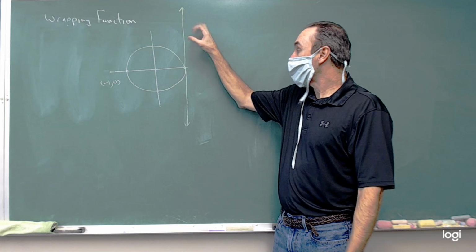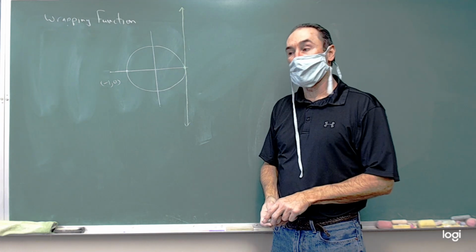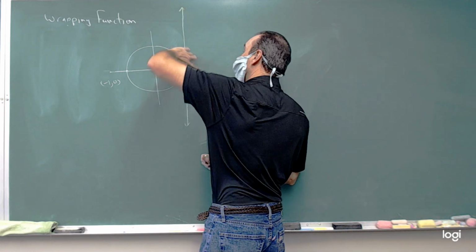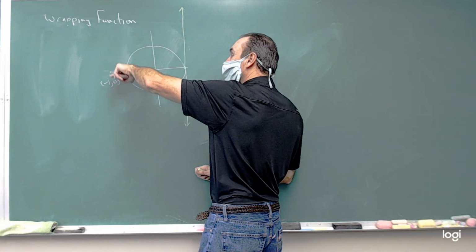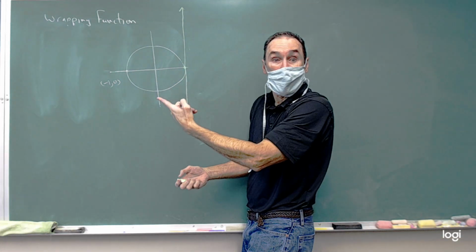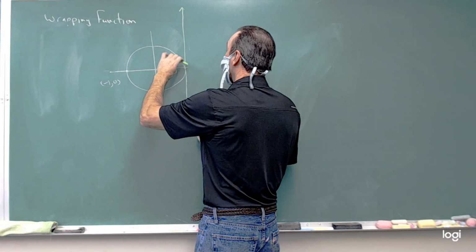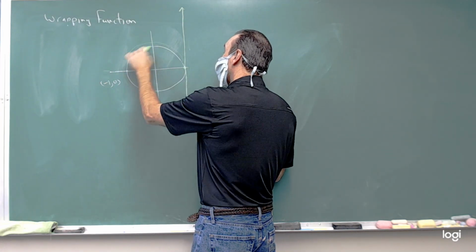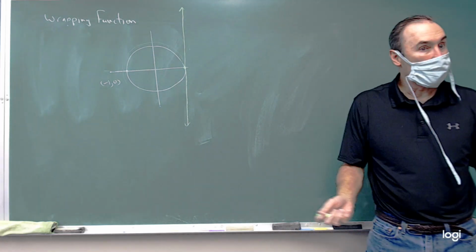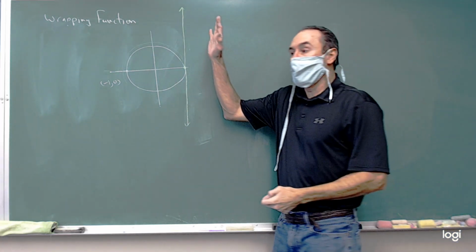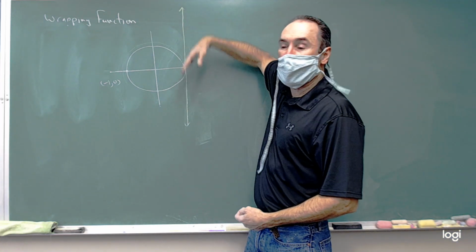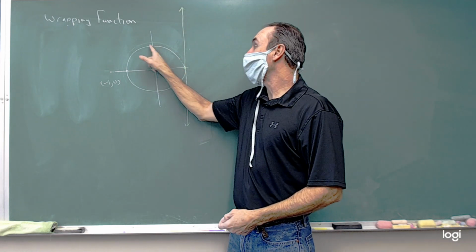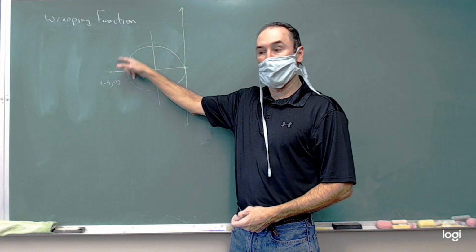Now you imagine that this real number line is flexible. So we're going to take the positive part and we're going to wrap it around this circle going counterclockwise. So we're going to take this positive and we're going to wrap it around there over and over and over again forever. So now what that means is that every positive real number has a place on this circle. Does that make sense?